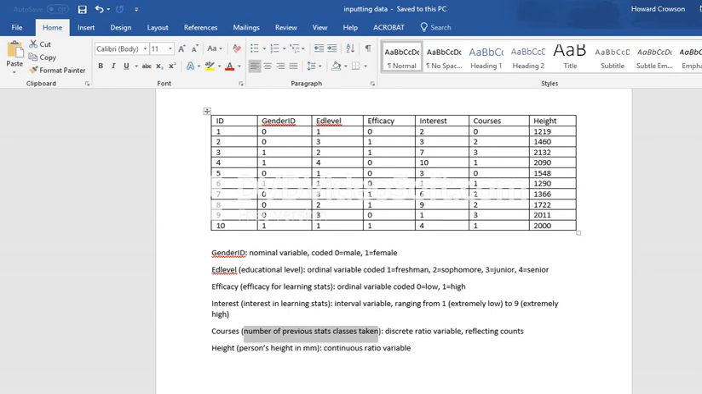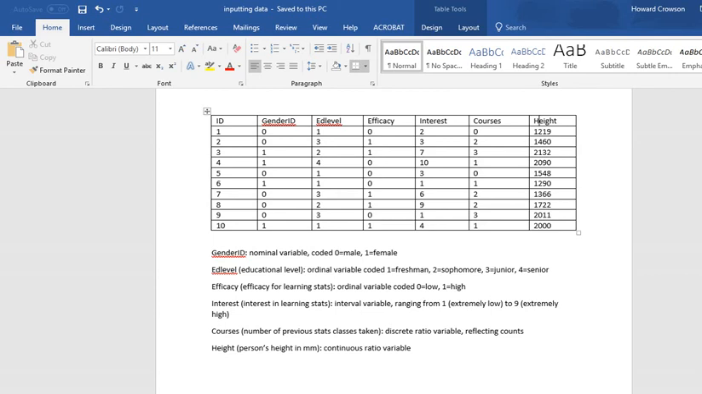The height variable is also ratio. You could theoretically have a height of 0, which would reflect the absence of height. In this particular case, height is being measured in millimeters, and so we're getting down to pretty precise measurements when it comes to height. And so it's really behaving more like a continuous ratio scale variable.